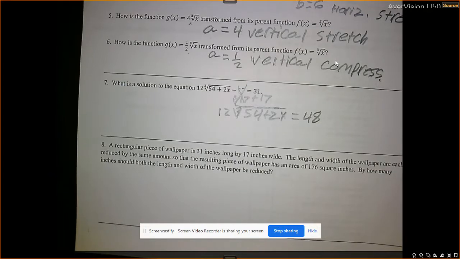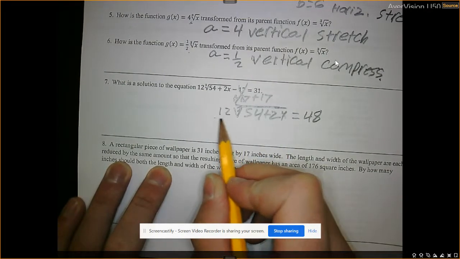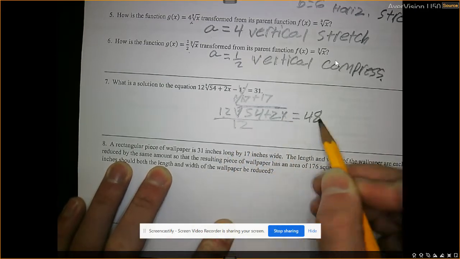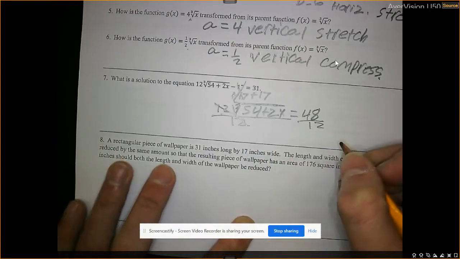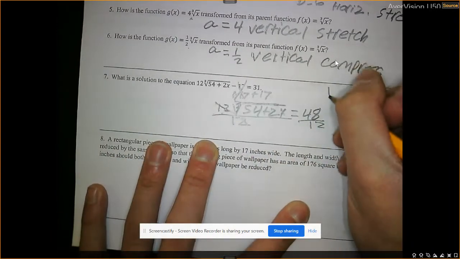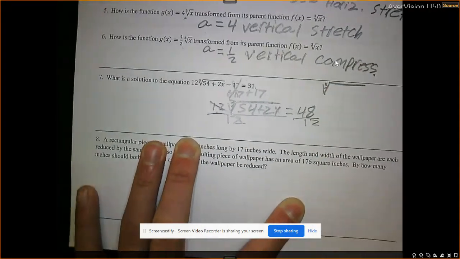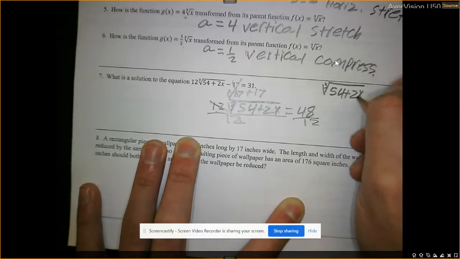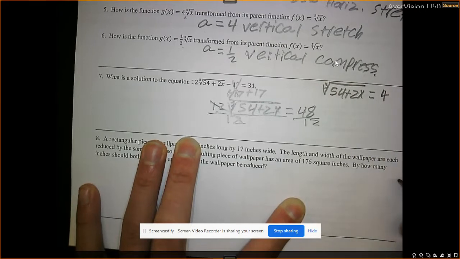Okay. Then next thing I got to do, I need to get rid of this 12 out front. That's saying 12 times all of this, so I need to divide both sides by 12. When I do that, that gets rid of the 12. That was my goal. So I'm going to rewrite it over here now. On my left, I just have the cube root of 54 plus 2x, and that equals 48 divided by 12, which is 4.